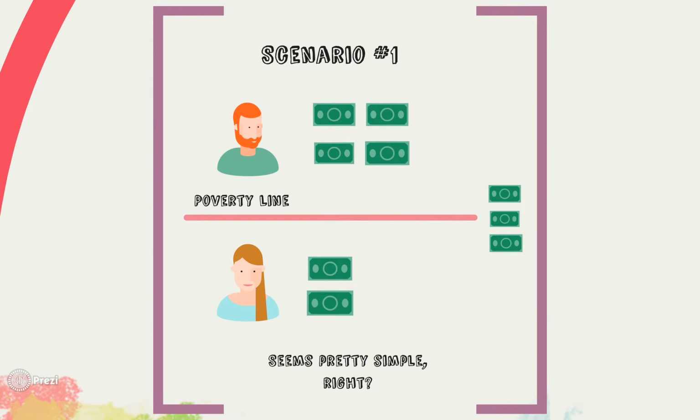The line in the middle represents the poverty line for a certain society, which in this case is $3. The man on the top would not be defined as poor because he has $4, while the woman on the bottom would be in poverty because she only has $2. It is important to note that the only factor in determining poverty here is cash income. Seems pretty simple, right? Let's look at another scenario.